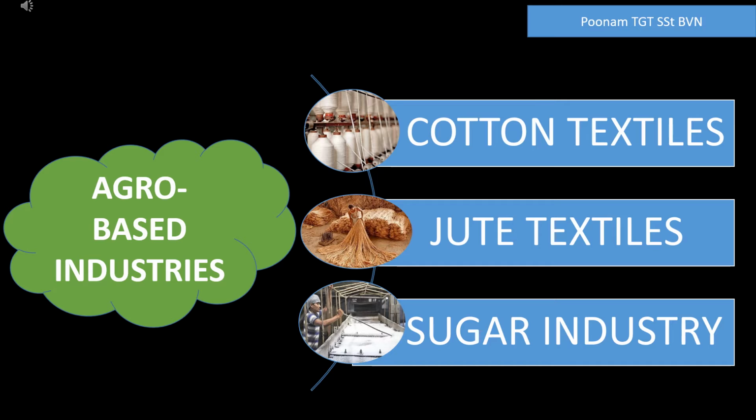Let us start with today's topic, agro-based industries. Agro-based industries are those industries which use agricultural products as their raw material. For example, we have cotton textiles, jute textiles, sugar mills, silk textiles, woolen and edible oil. According to the Class 10th NCERT, we are going to focus on only three types of agro-based industries, that is cotton textiles, jute mills and sugar industries.